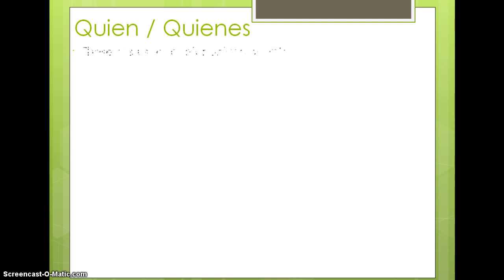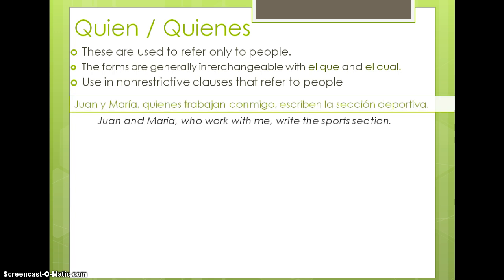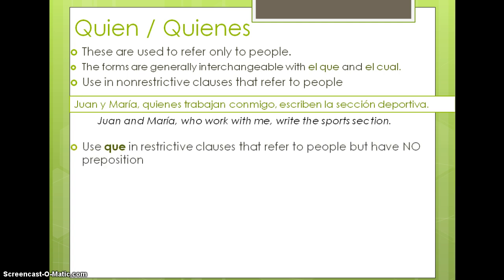Now we're going to look at quién and quiénes. Obviously, quién is singular, quiénes is plural, and they are used to refer only to people, never to things. We can generally interchange quién and quiénes with either el que and el cual, again, only when referring to people. And we can use this construction also in non-restrictive clauses, again, when referring to people. Un ejemplo. Juan y María, quienes trabajan conmigo, escriben la sección deportiva.